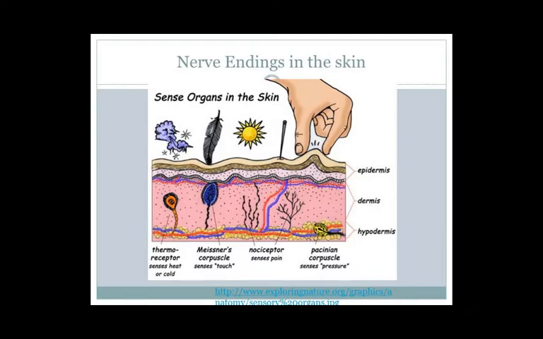The Meissner's corpuscles sense touch. So here we've got a feather tickling the skin. That will set this nerve receptor off, and that will send a signal again to the brain. The nociceptors sense pain, so like heat, sunburn, or a pinching needle. And the Pacinian corpuscle senses pressure, so a pinch or a pull or a push.